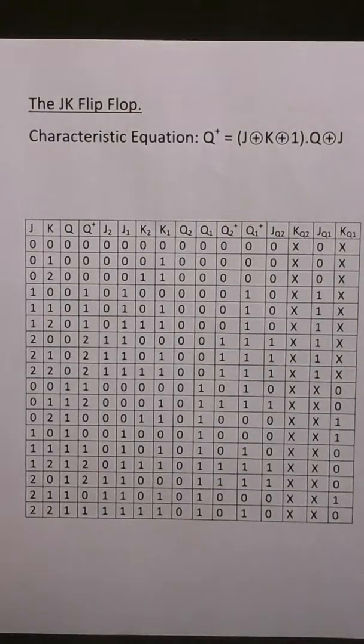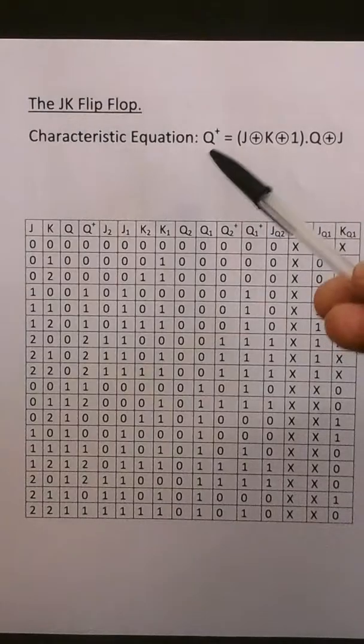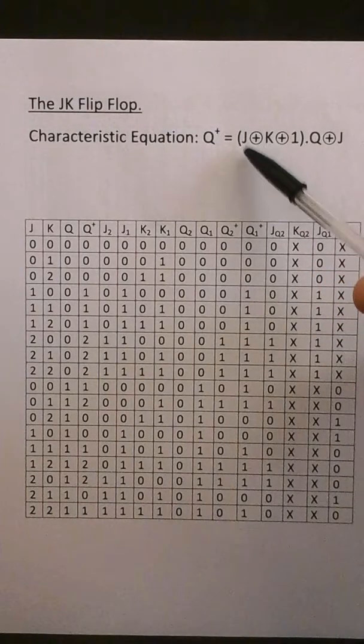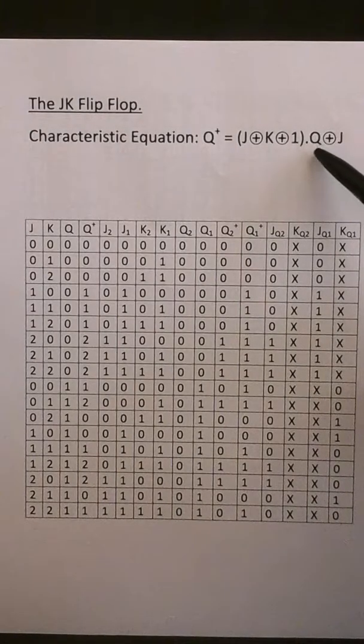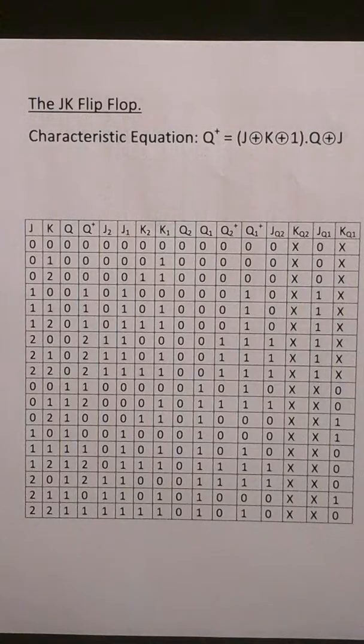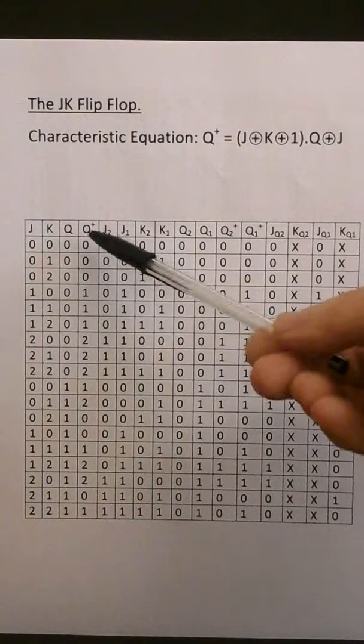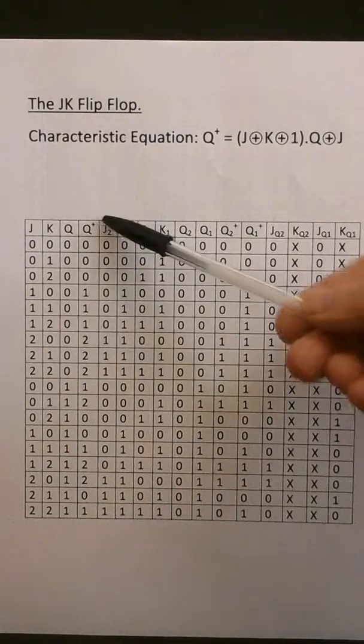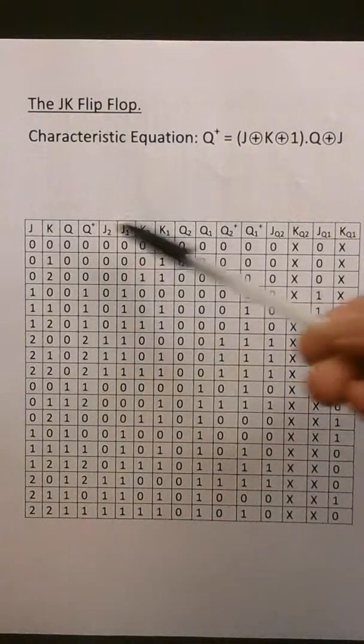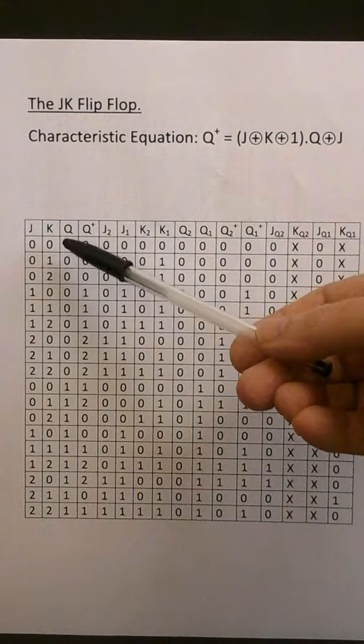I'm going to move on to the JK flip-flop. This is the characteristic equation again: Q plus equals (J plus K plus 1) times Q plus J. Again, if you look at my previous video on base N JK and T flip-flops, it'll explain how we derive this equation. But all calculations are done here modulo 3. So this is JK and Q, it's Q plus, and the truth table follows the characteristic equation, Q plus equals (J plus K plus 1) times Q plus J.